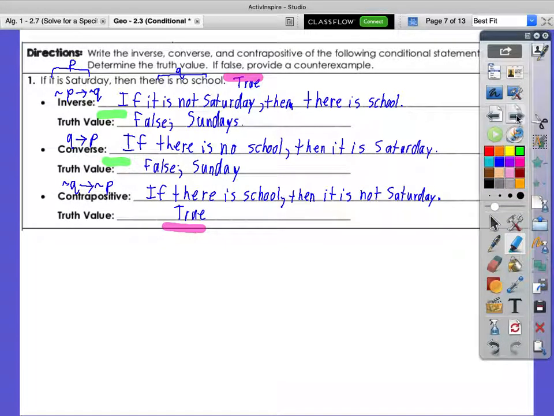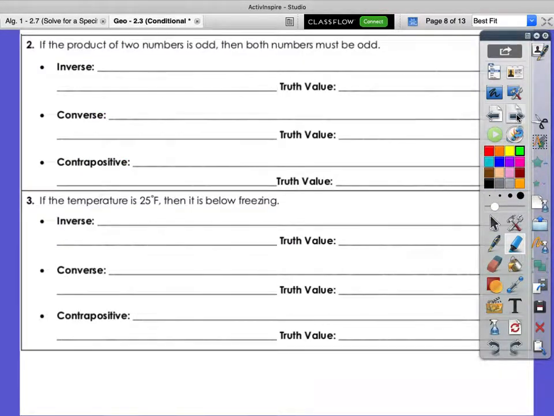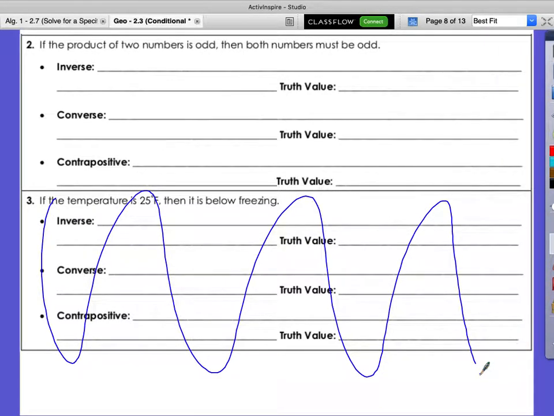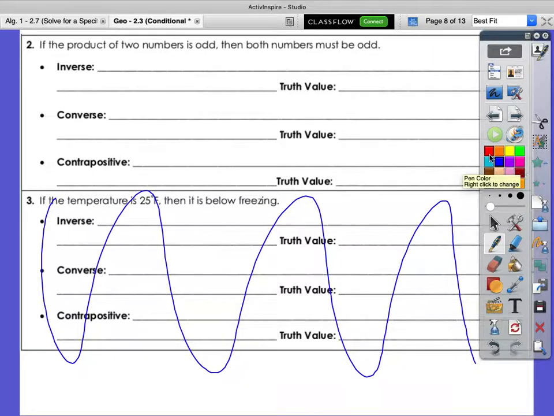Any other question on this? Okay, let's get to the game. Spoiler alert, we're going to do one of these. We're going to do two, not three. Okay, what are we doing? If the product of two numbers is odd, then both numbers must be odd. If the product of two numbers is odd, then both numbers must be odd.